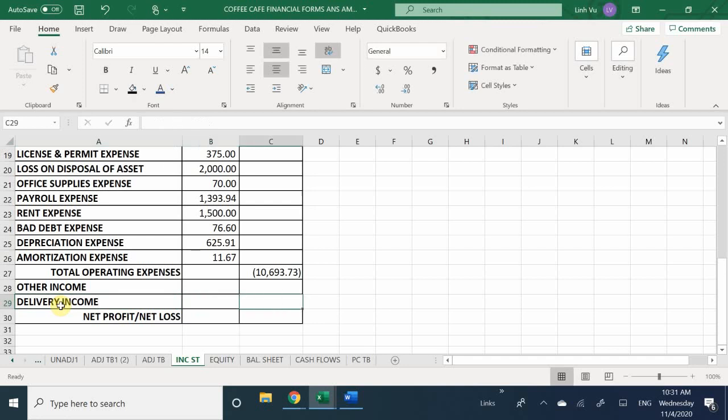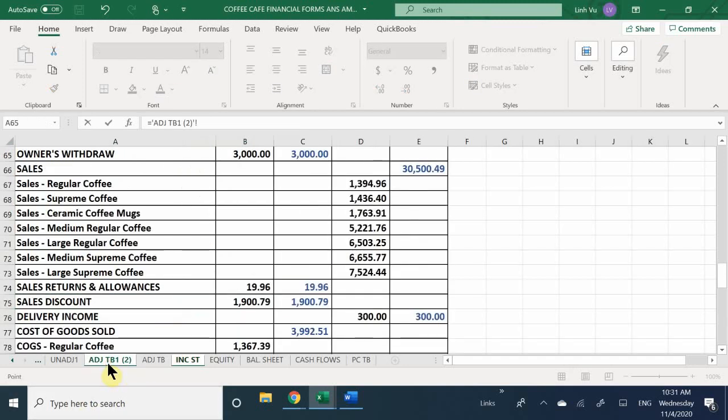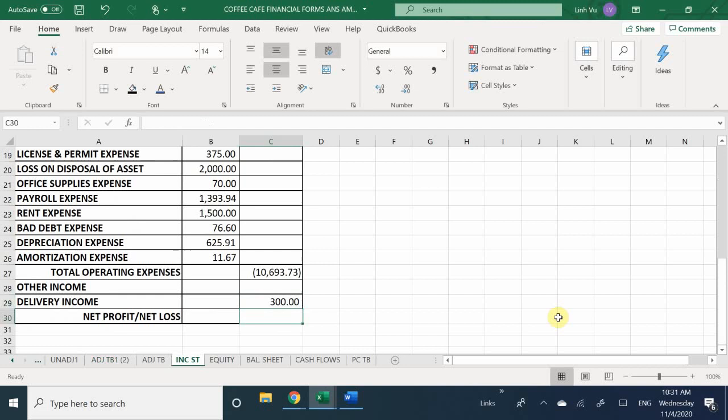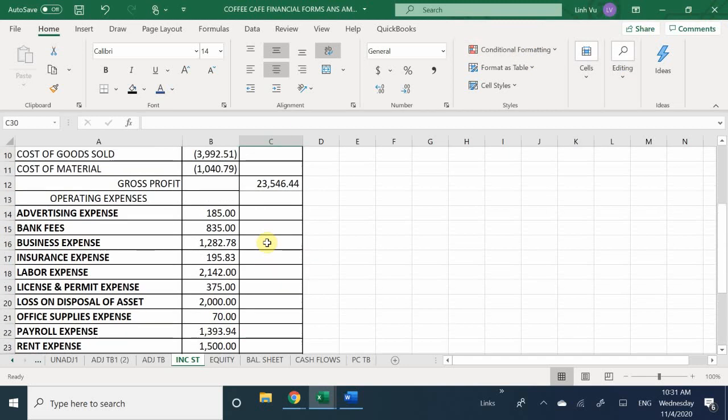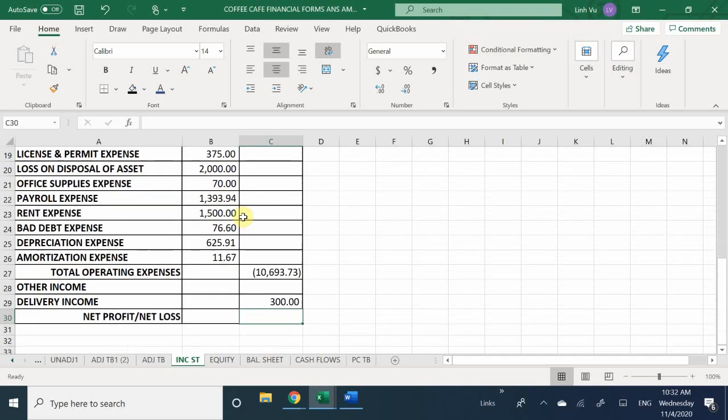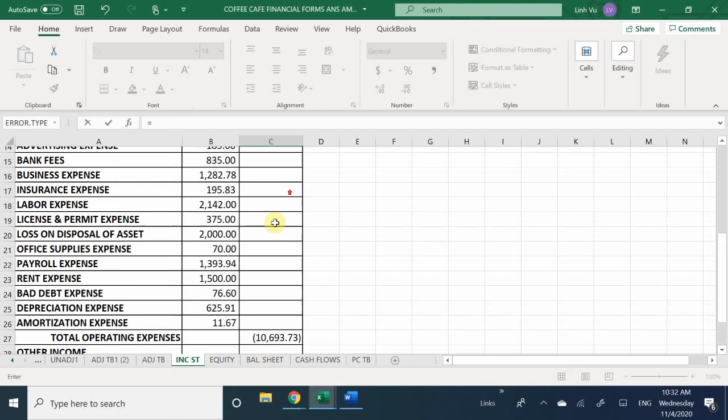And for what amount is my delivery income? $300. And this is going to add to your income, of course. All right. So let's go ahead and solve whether you had a net income or a net loss. So what you're going to do is you're going to grab your gross profit. You're going to subtract your total operating expenses, and you're going to add any other income. All right. So can someone calculate what that is?